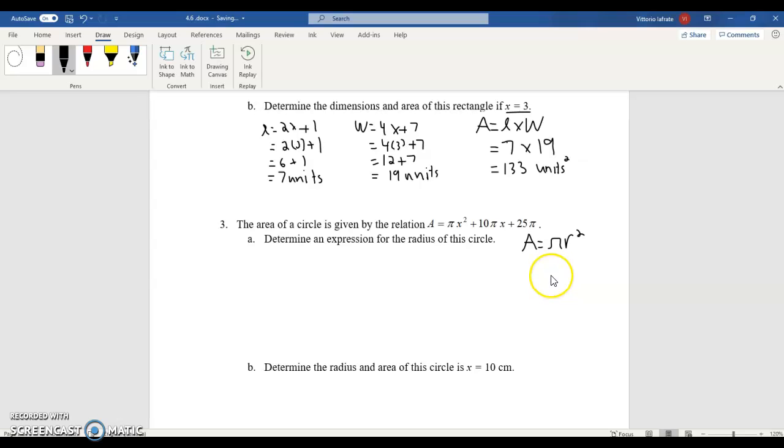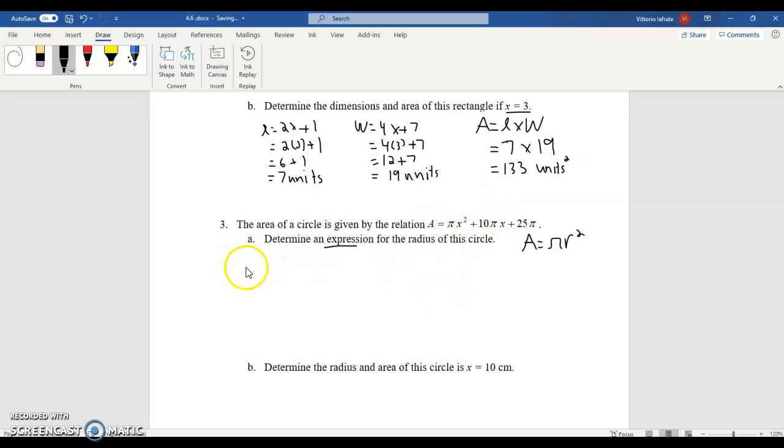So in the previous video, we had started question 3. This is lesson 4.6, part 3. There's 3 parts to this lesson. So if we look over here, we had the area of a circle given to us, and we know that the area of a circle is pi r squared. So we want to find an expression for the radius of the circle. And for these type of questions, we want to start off by factoring the area given to us.